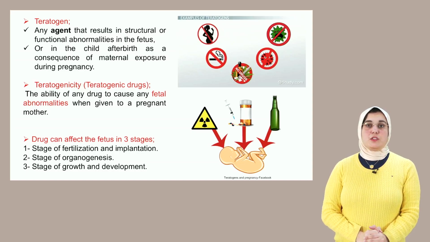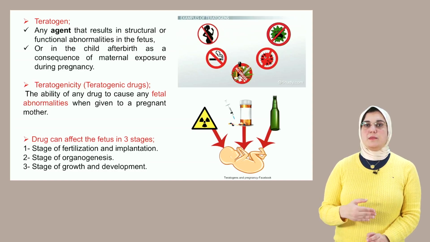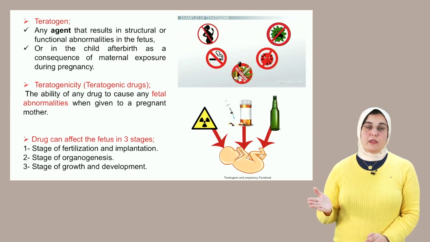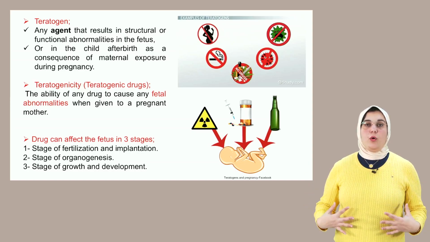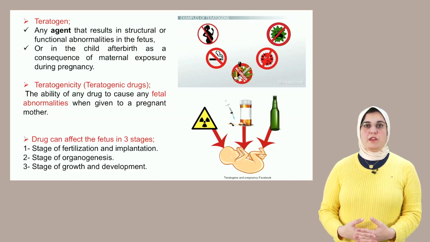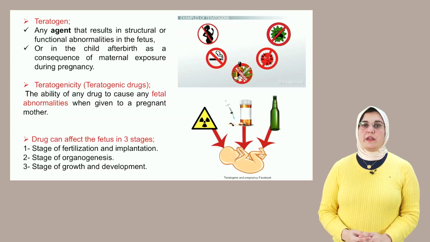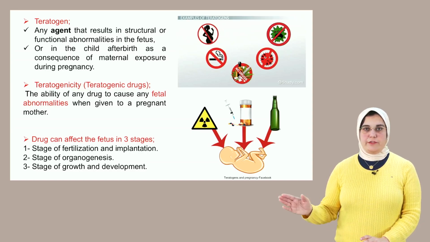Or the stage of organogenesis. Organo means organ, genesis means formation or synthesis of organs. It's basically from the 2nd week of pregnancy till the 12th week, where all the organs in the baby's body are formed. Can you imagine? This stage is very dangerous if the mother takes any teratogenic drugs. The formed organs will be defective for life.